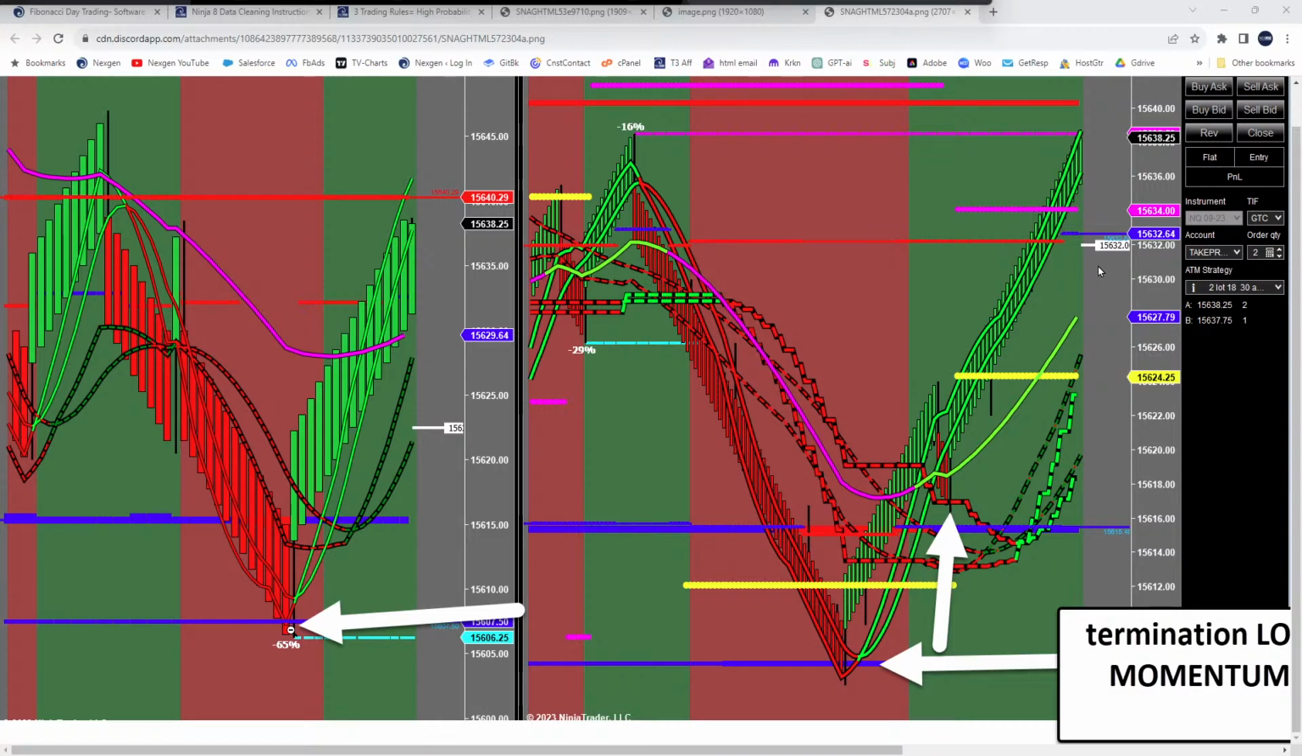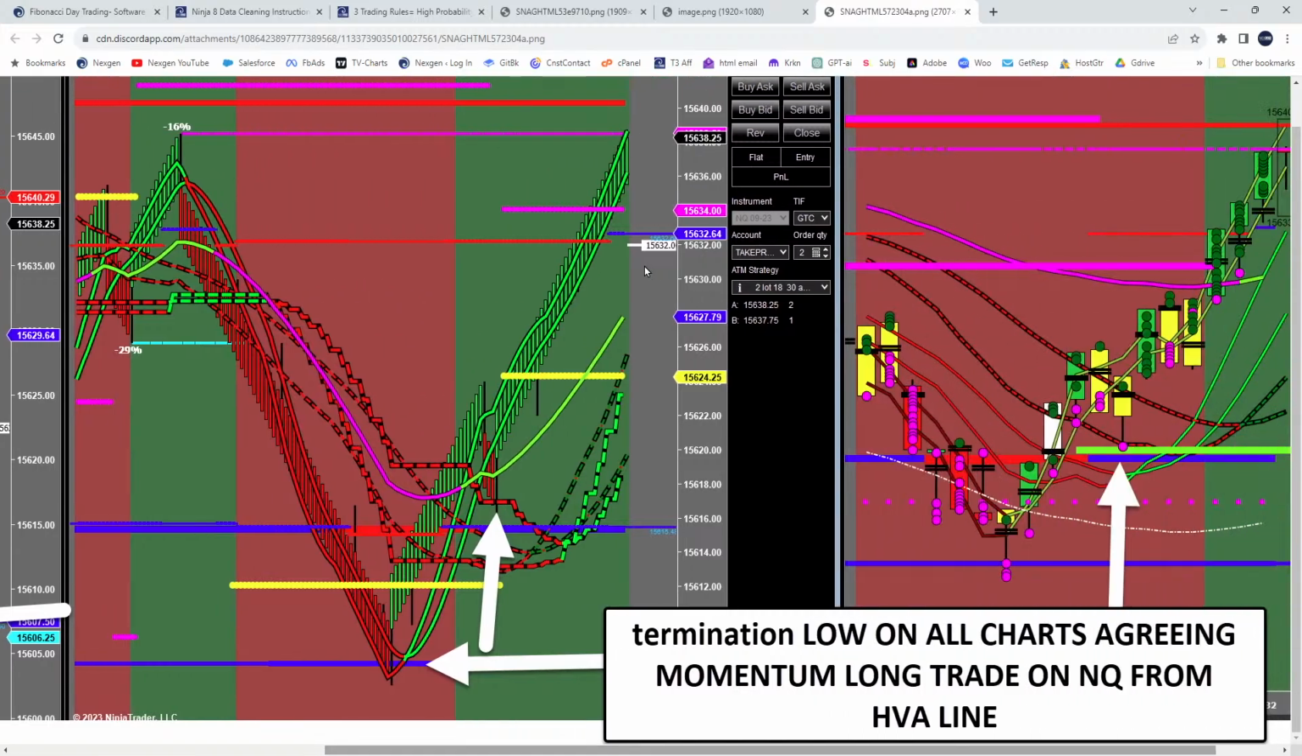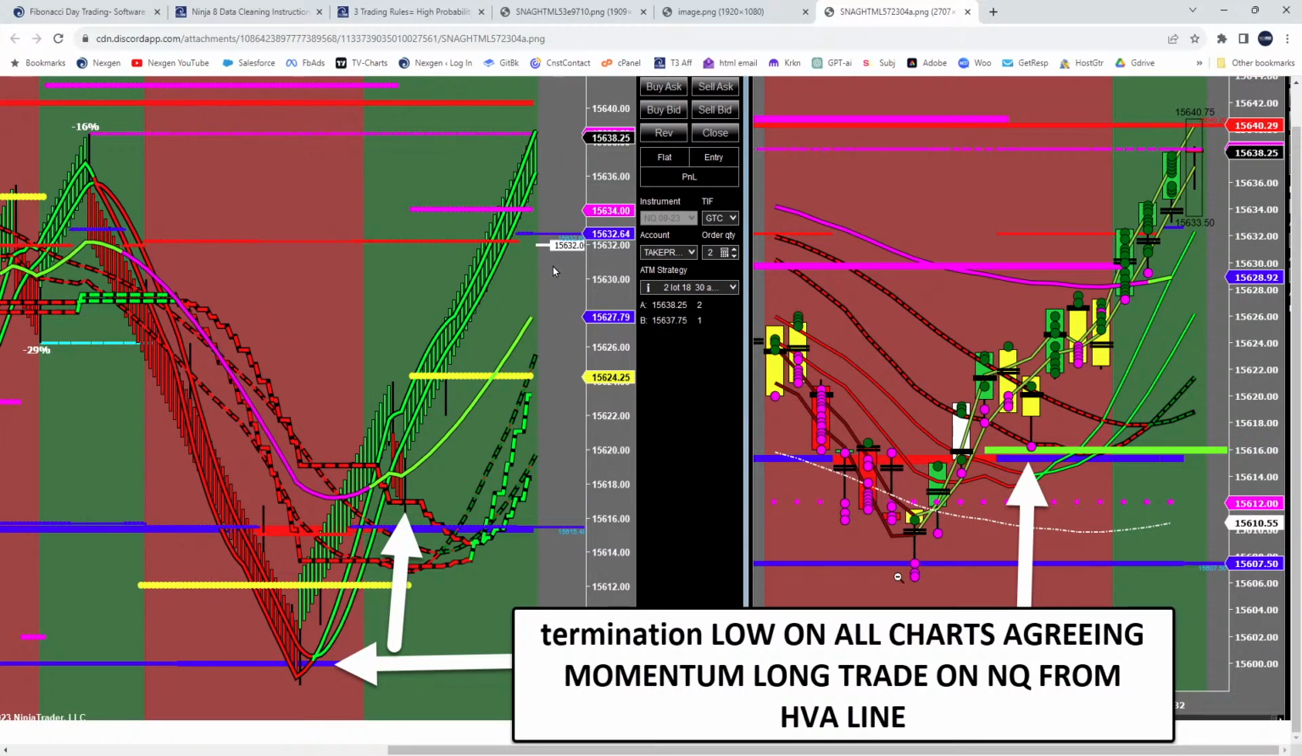Absolutely the edge of fibs. No triggers are going through it. It's the edge of fibs with market flow: long signal, long signal, long signal, long signal. So the market flow is confirming.